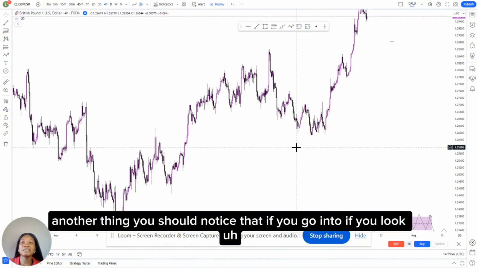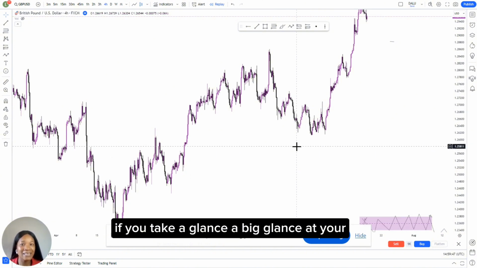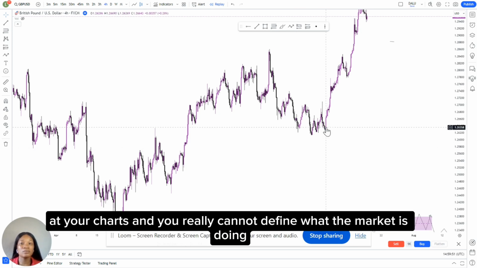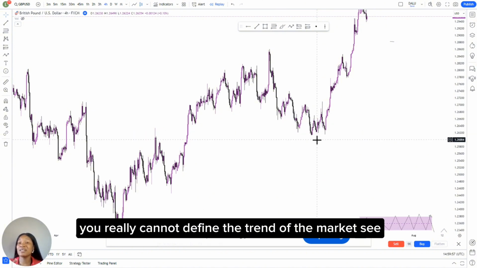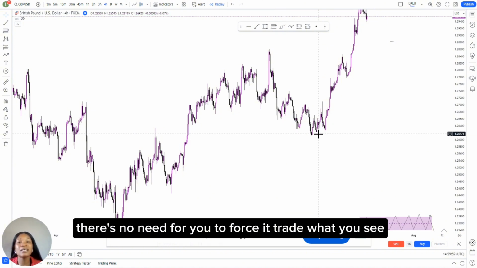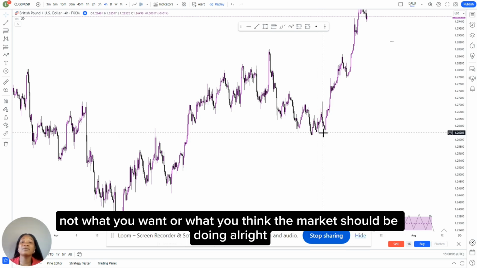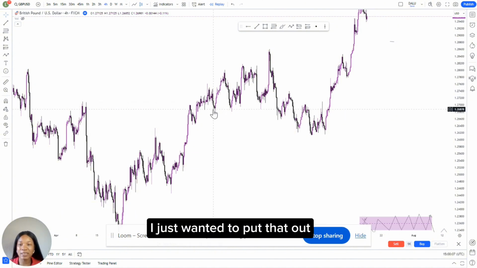Another thing you should notice is that if you take a quick glance at your chart and you really cannot define what the market is doing, you really cannot define the trend of the market, there's no need for you to force it. Trade what you see, not what you want or what you think the market should be doing. I just wanted to put that out.